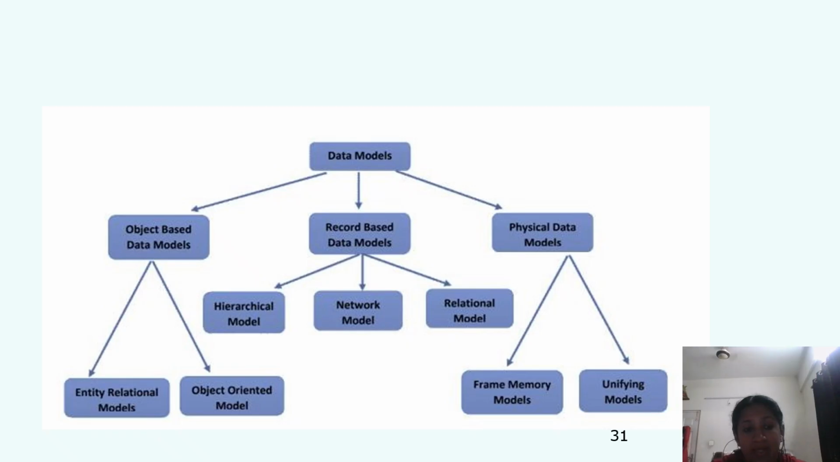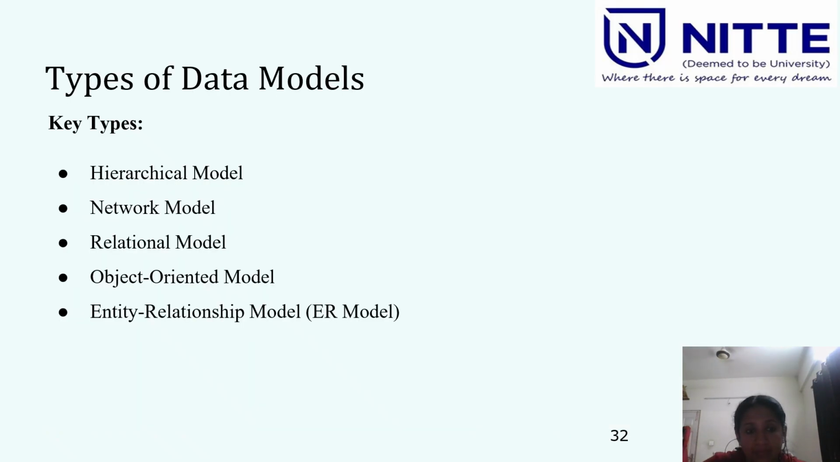Object-based data models include the entity relationship model and object-oriented models. Record-based models include the hierarchical model, network models and relational models. Then the physical data model. We'll discuss in detail all the models: hierarchical, network, relational model, object-oriented model and entity relationship model.